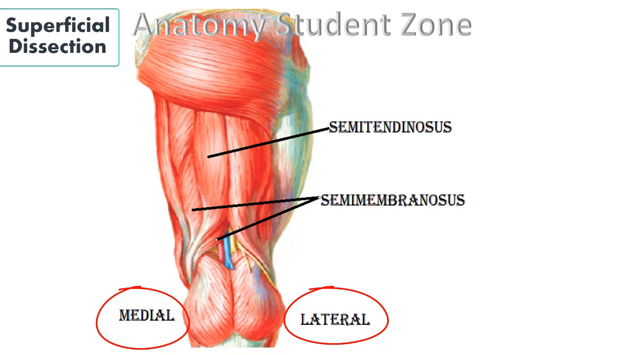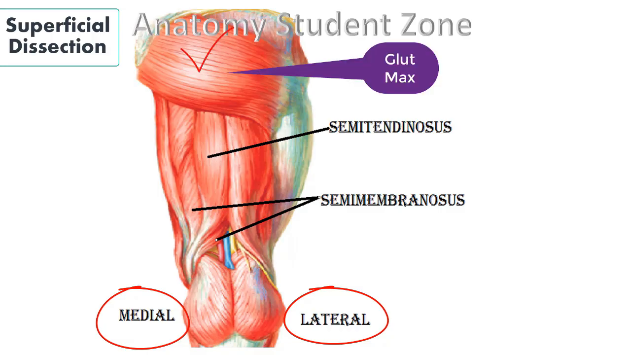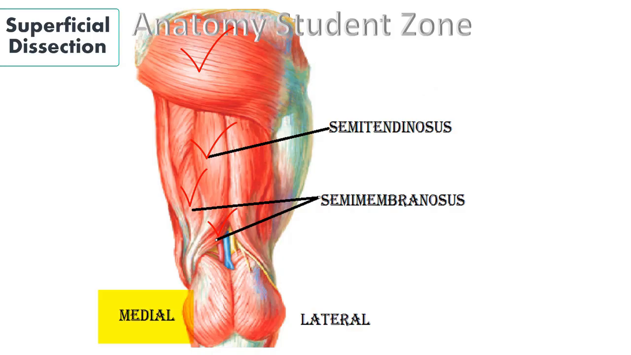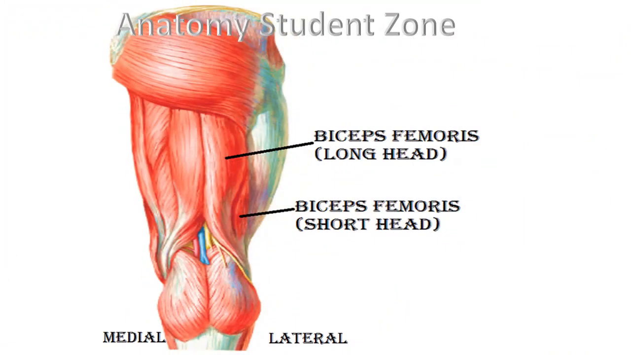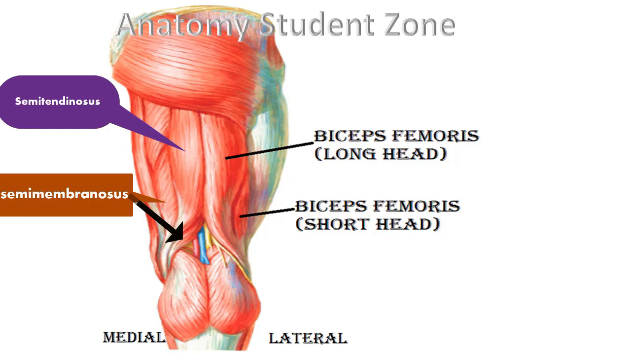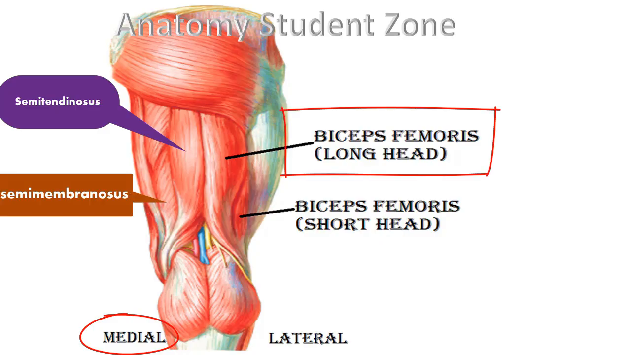On superficial dissection, even when you don't remove gluteus maximus, you can observe semitendinosus and part of semimembranosus on the medial side. And close to it, the long head of biceps femoris can be identified on the lateral side. So two muscles, semitendinosus and semimembranosus, are on the medial side and the long head of biceps is slightly on the lateral side.